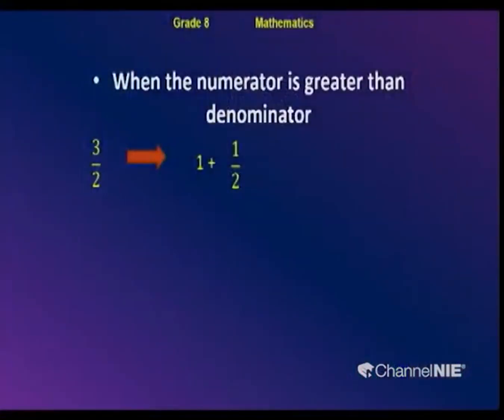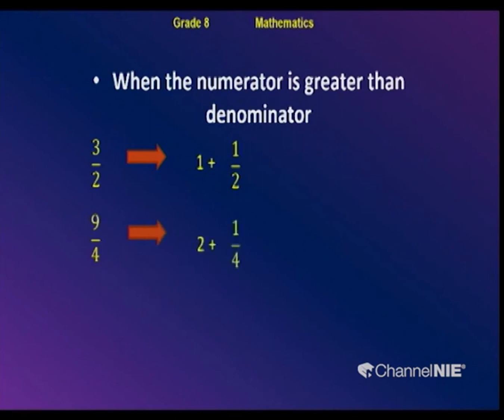This improper fraction you have to convert into another form. How to do that? Look at that. Here, 3 divided by 2, you can obtain 1 and remainder 1. Then you can take 1 plus a half.